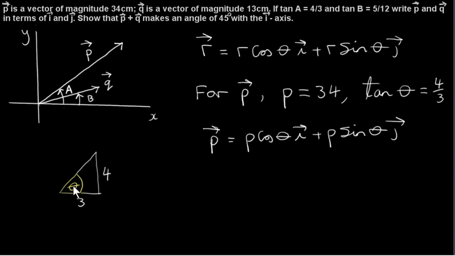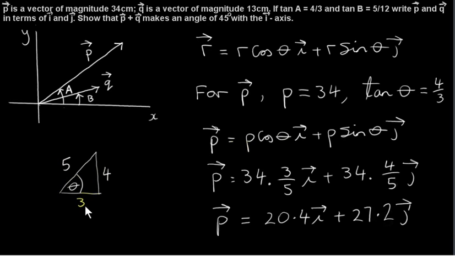By Pythagoras' theorem, the hypotenuse of this triangle is 5. 4 squared plus 3 squared is 5 squared. So now we can write down the sine and cos. Cos theta is 3/5, sine theta is 4/5. We multiply by 34 to get vector P.